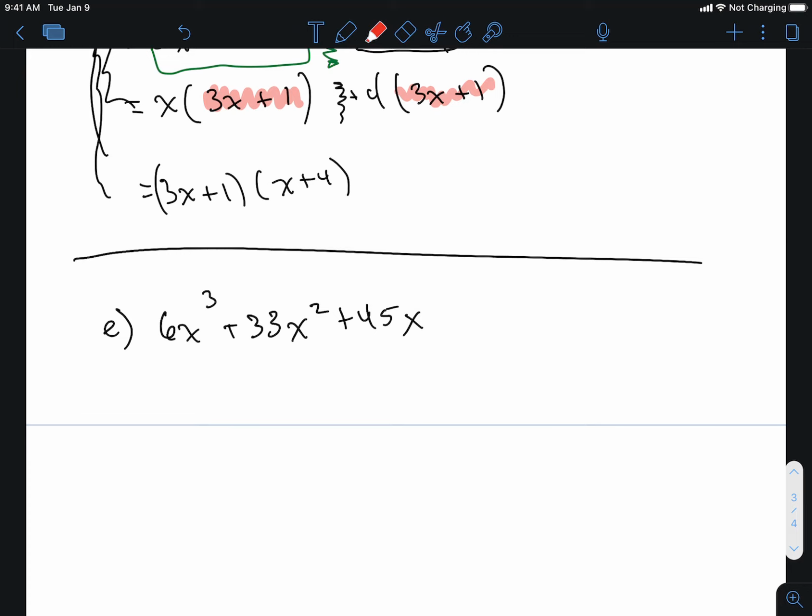What's common across all three of these? Yeah, Lucas? Just x. Lucas has got a common factor down. Better catch up to him. We're going to take the x out. And what's left after I remove the x's? 6x squared plus 33x plus 45.